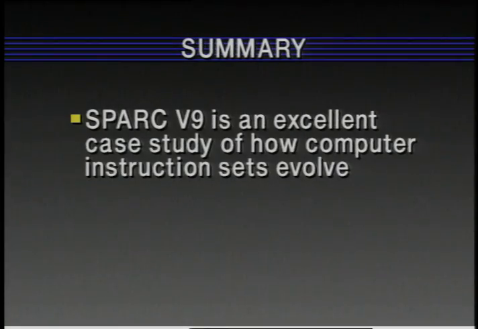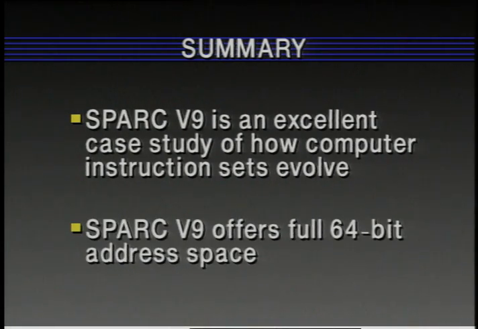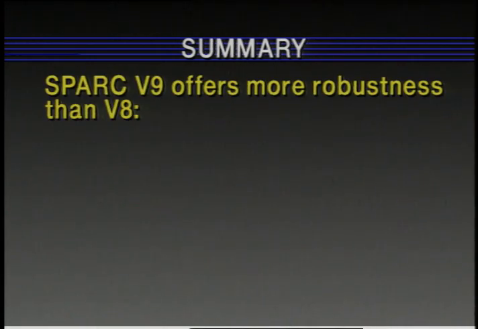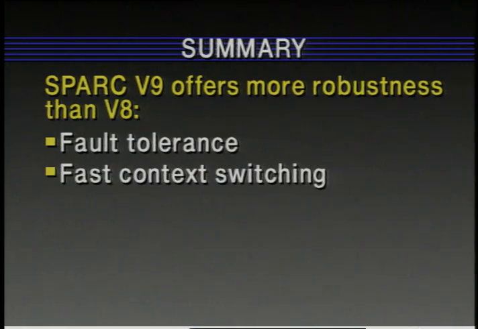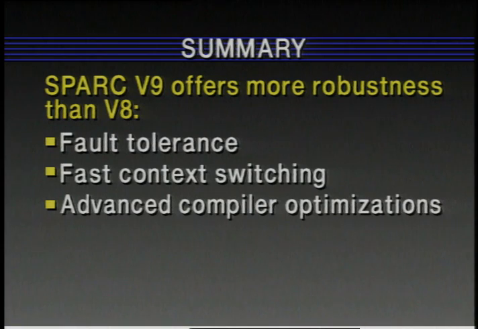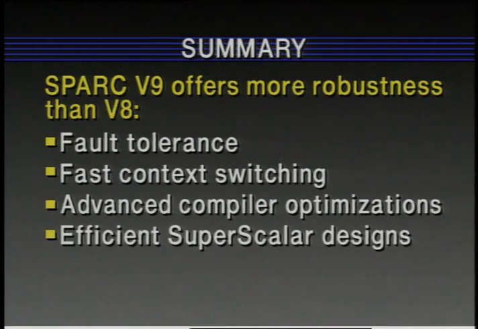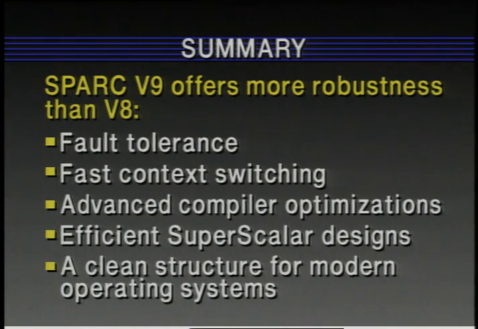In summary, SPARC version 9, I think, is really an excellent case study of how computer instruction sets can evolve. What we've achieved with version 9 is to extend SPARC to provide a full, flat 64-bit address space. But in addition to that, we've done a number of other things to support more robustness in the architecture so it will survive over the next decade or two. We provided support for fault tolerance, faster context switching, support for new kinds of compiler optimizations, support for more efficient superscalar implementations, and a clean structure for more modern operating systems.